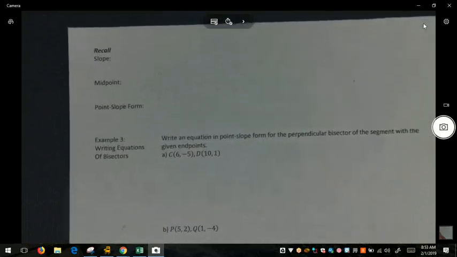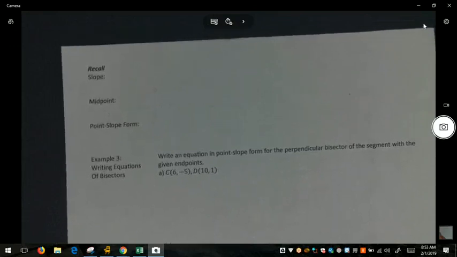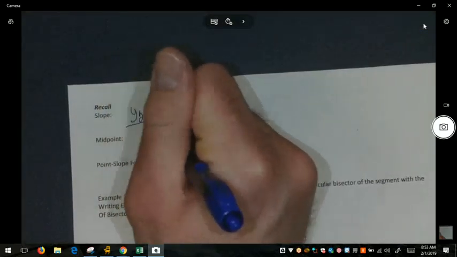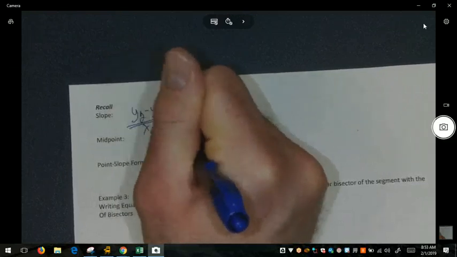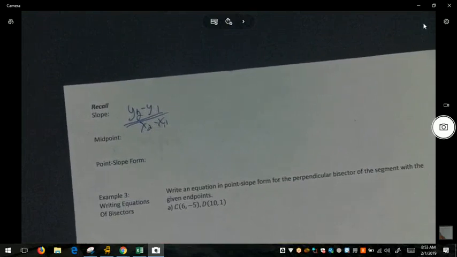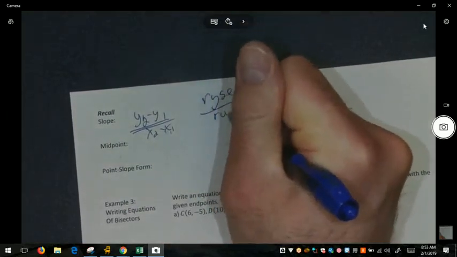You should remember these formulas from first semester. If you don't, you really need to commit them to memory. You will be expected to go into Algebra 2 and be able to build the equation of a line very quickly. The slope, remember, is rise over run. Subtract the y's over the difference of the x's. The subtraction of the y's gives you the rise. Subtraction of the x's gives you the run. Midpoint. So this is rise over run.